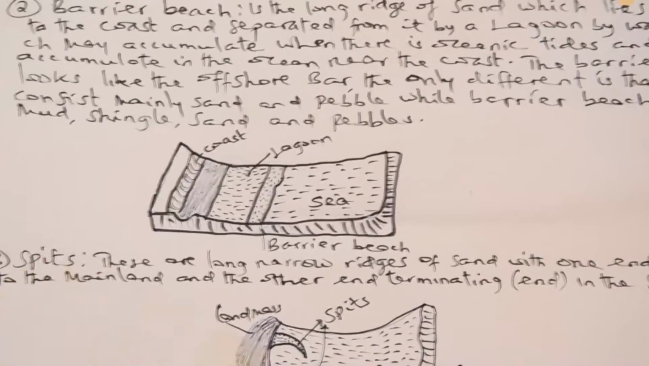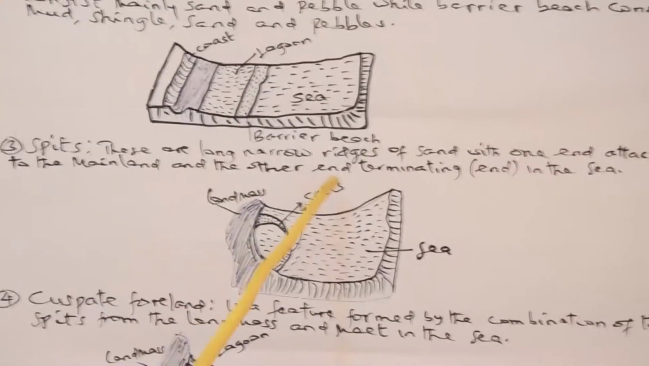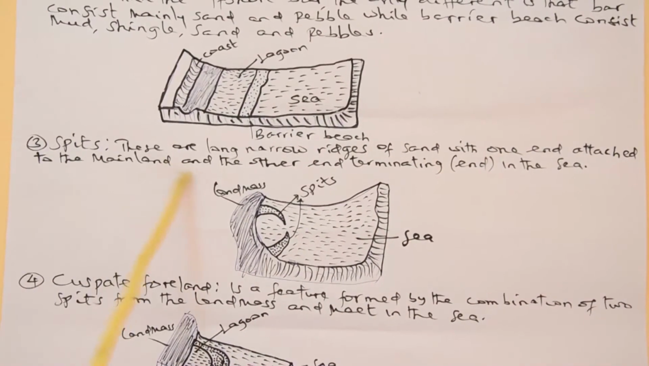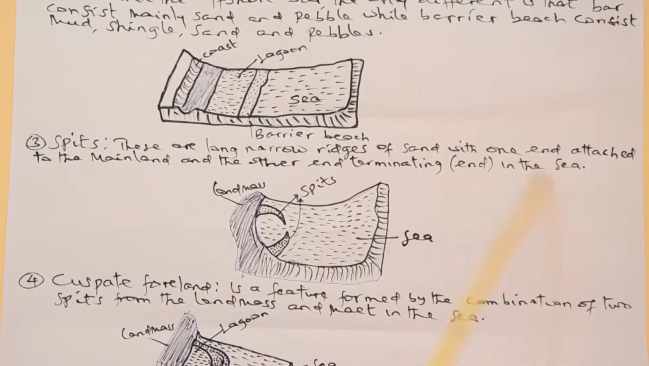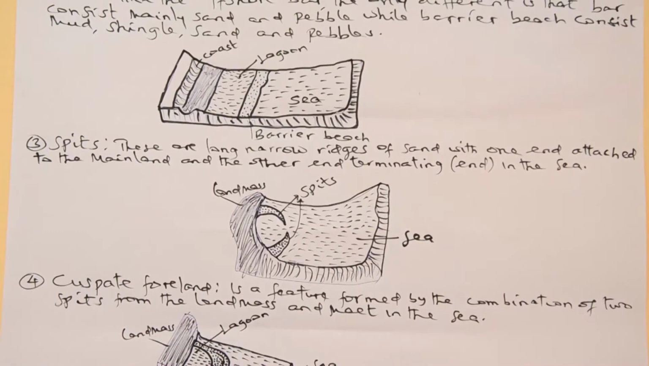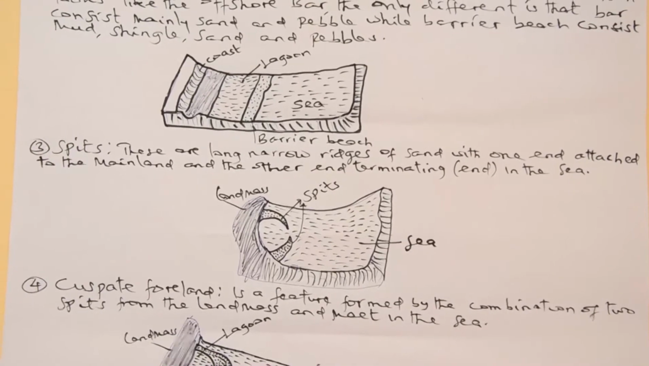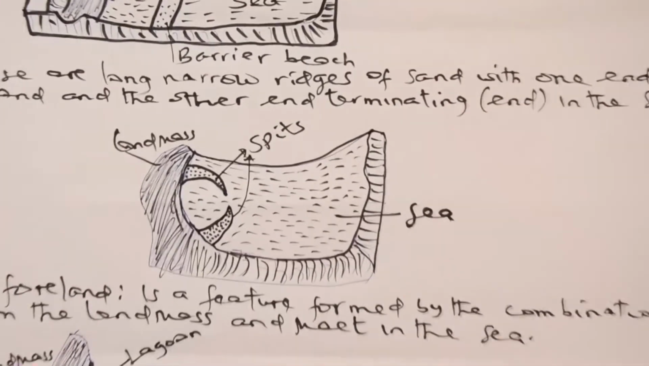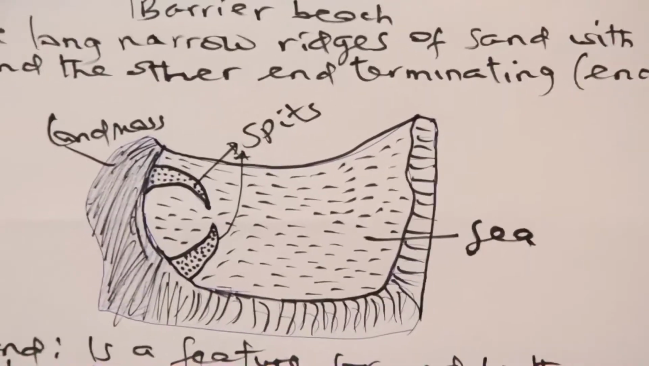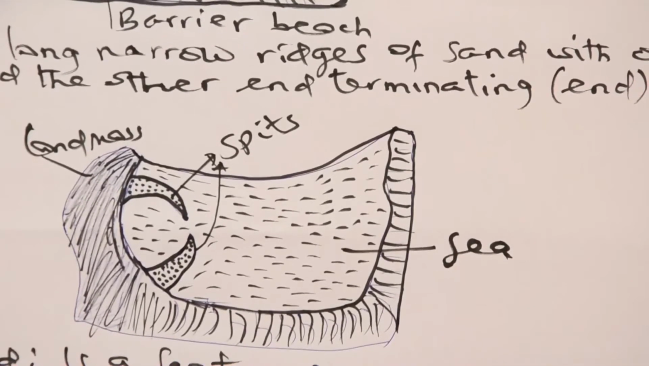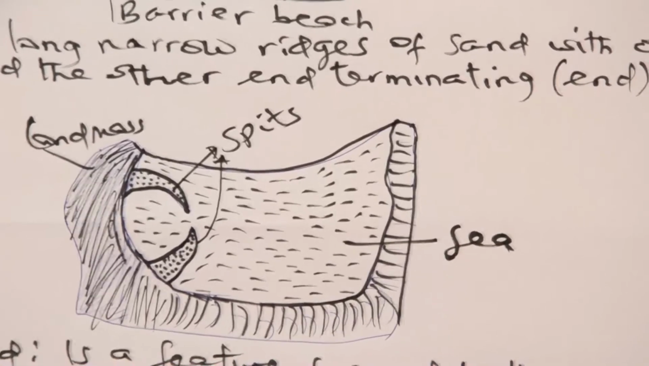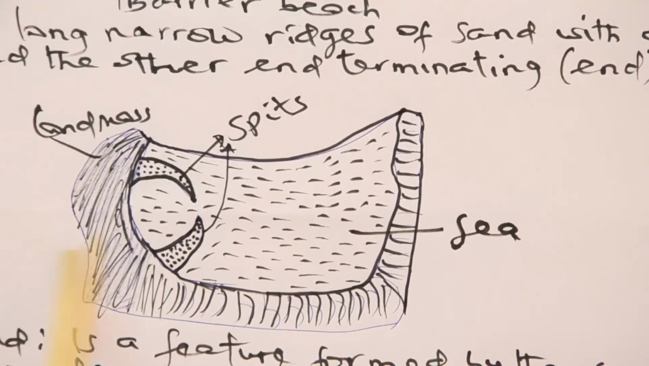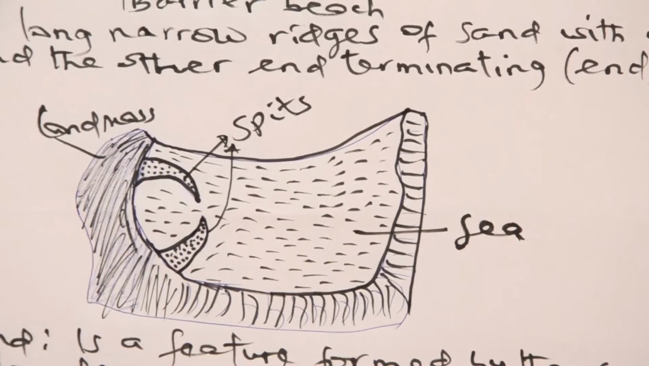Another depositional feature is the spit. These are long narrow ridges of sand with one end attached to the mainland and the other end terminating in the sea. Therefore, these are accumulated materials deposited along the coast that enter the water body. Spit, these are materials which enter the sea, with the other end attached to the landmass or the coast, and can be shown like this structure. Cuspate foreland.